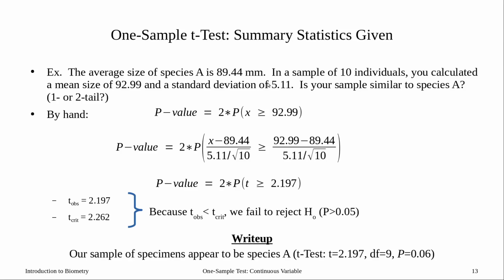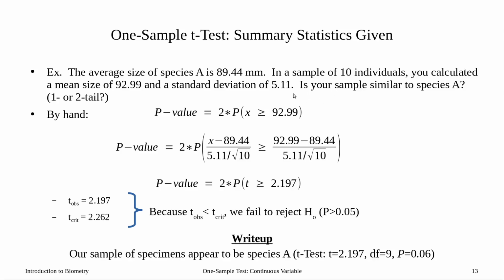So our p-value is always the probability of getting data as extreme or more extreme. Well, 92.99 is greater than 89, so we're going to be interested in the probability that we could get a value that's greater than or equal to this value, 92.99. Now I multiply it by 2 because this is a two-tail test. Can you see why?